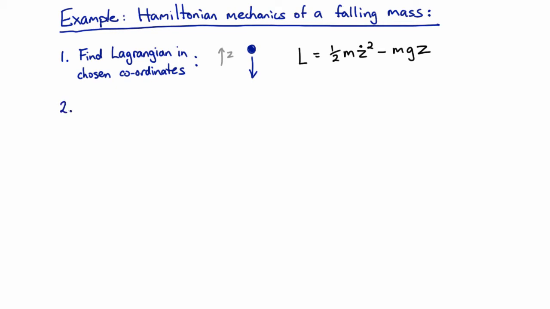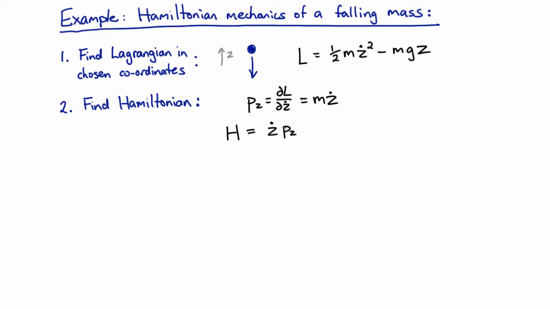Step 2. Find my Hamiltonian. Now for this I'm going to need my momentum. That was easy. And now I construct my Hamiltonian. I only have one coordinate, so I don't need the sum there, minus my Lagrangian. Now z dot is just pz on m, so that's pz squared on m. And do that again, I get pz squared on 2m.